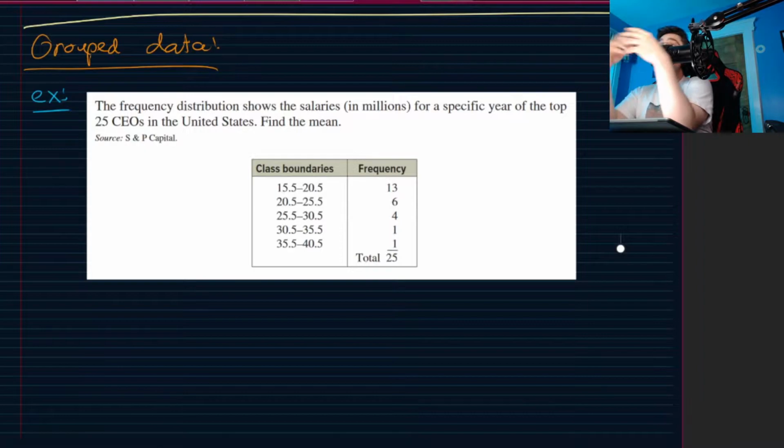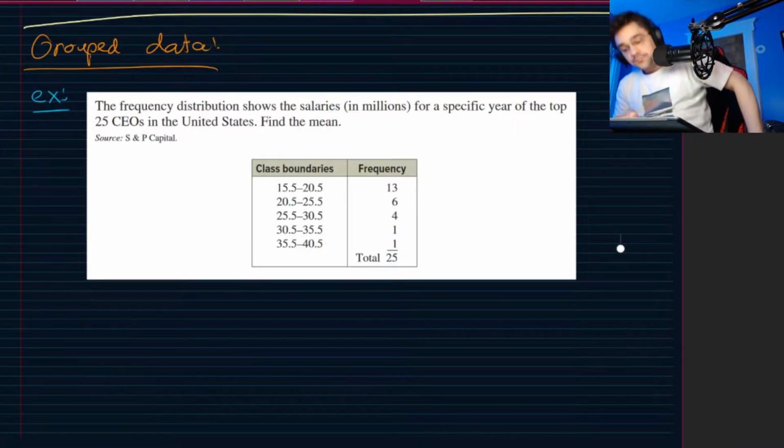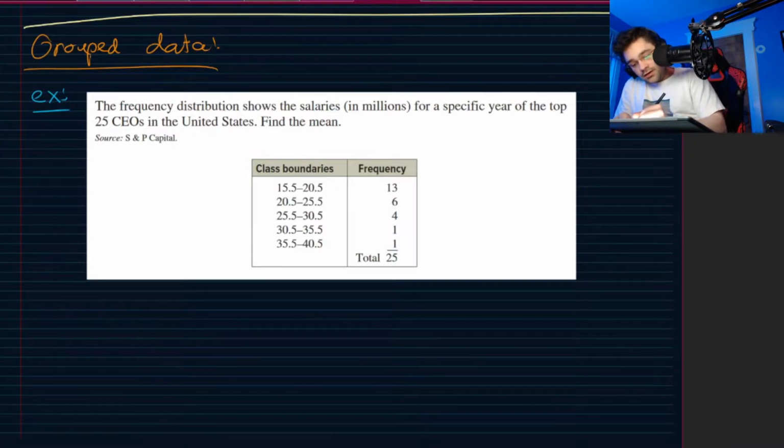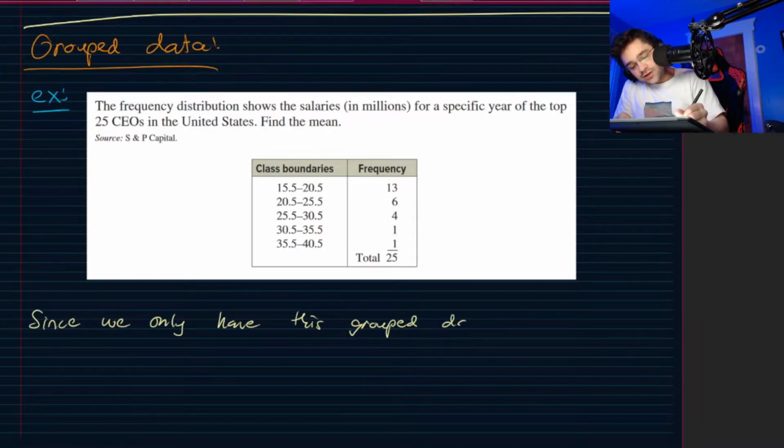And so since we don't know the exact data values, finding the mean is a little bit more difficult. We have to have a formula that uses the midpoints. Okay, so I'll say here, since we only have this grouped data, right, and not each individual data value, we have to use a different formula for the mean.